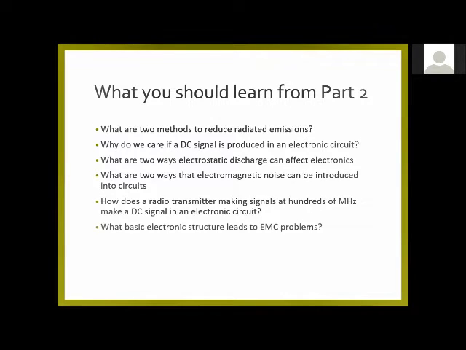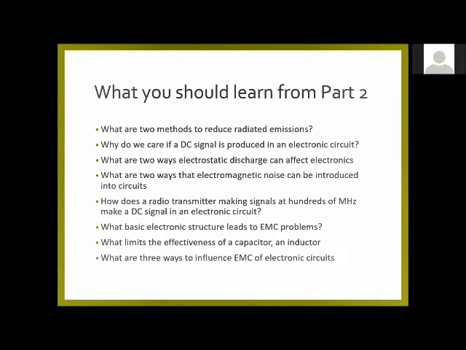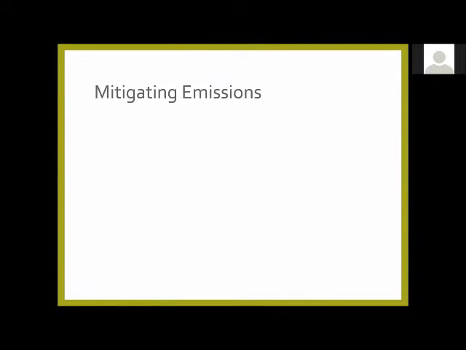And what is the basic electronic structure that leads to EMC problems? And what limits the effectiveness of capacitors and inductors? Hopefully we get that far. And three ways to influence EMC of electronic circuits. I'll try to go as long as I can before we move to the next person. Hopefully we can roll through this.